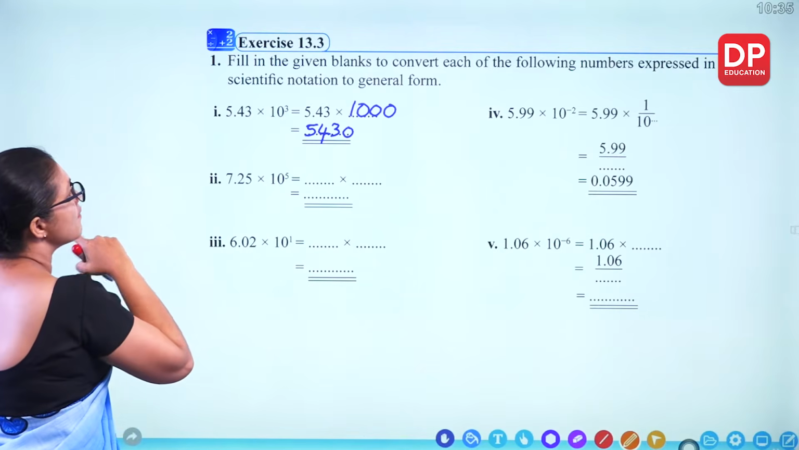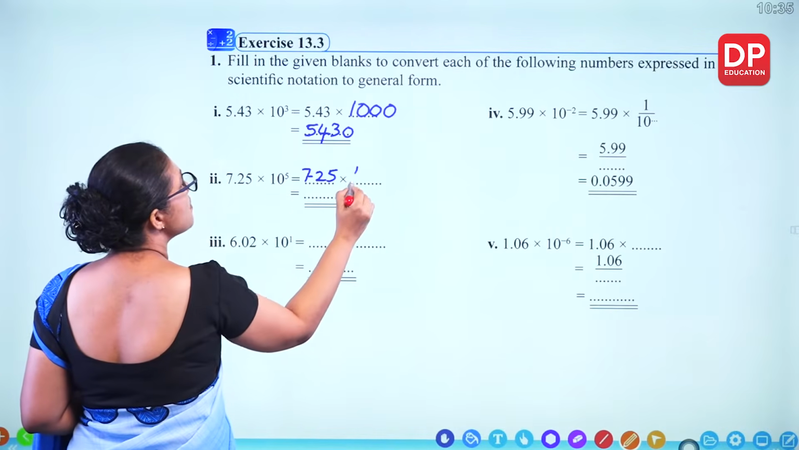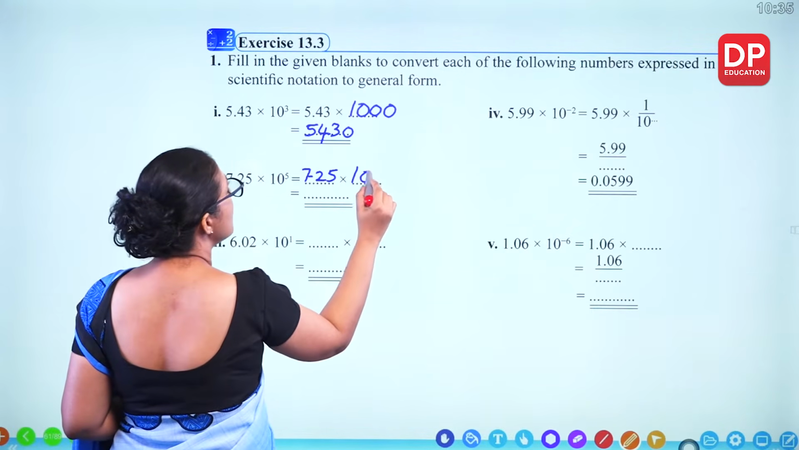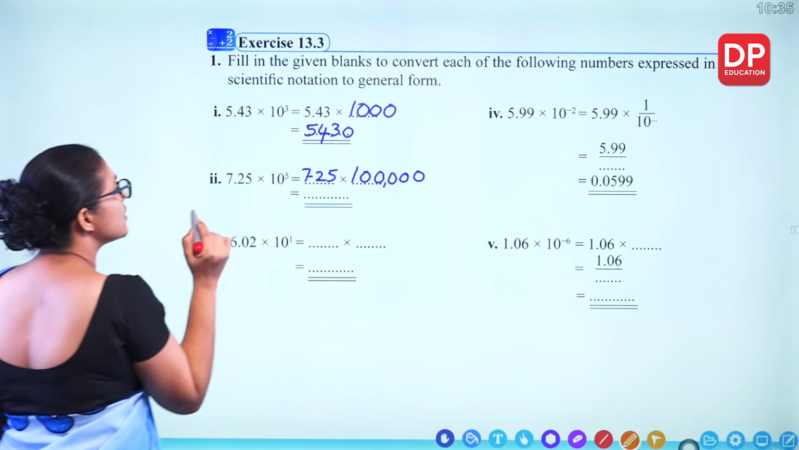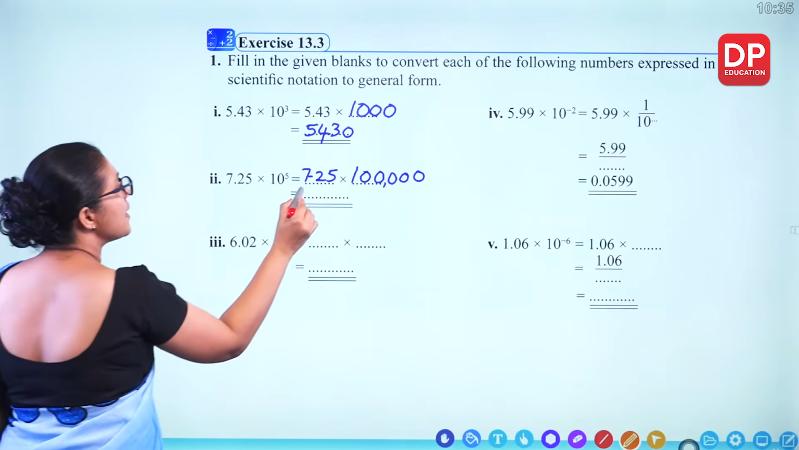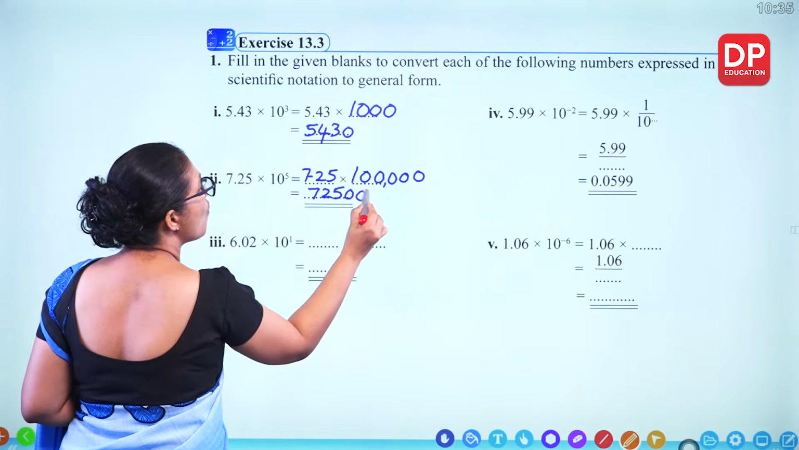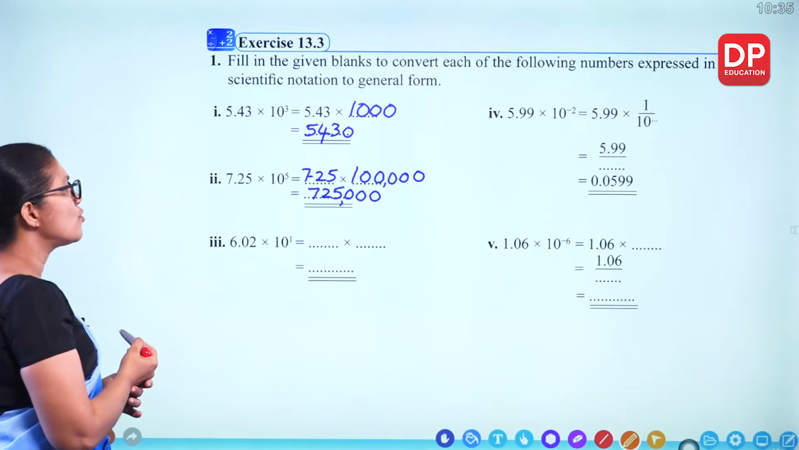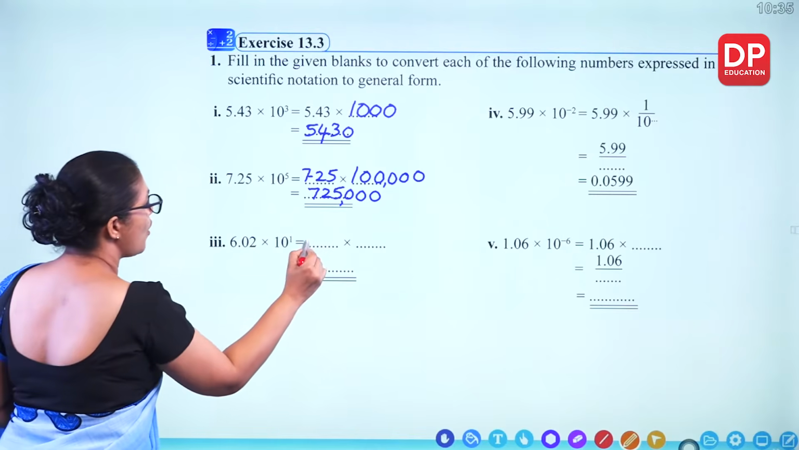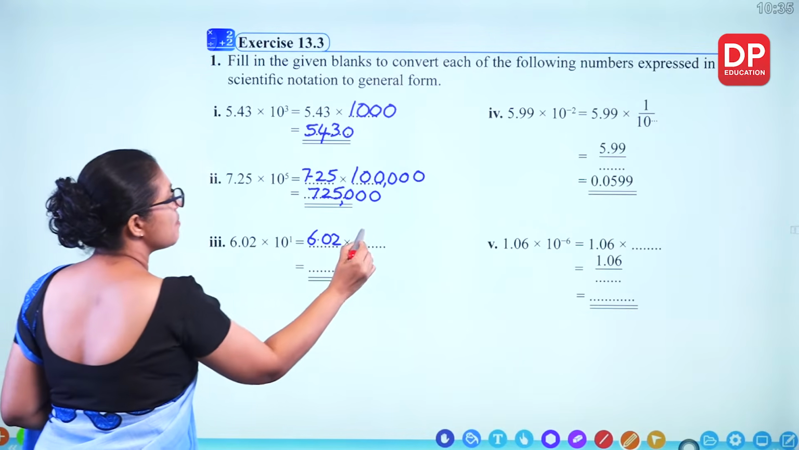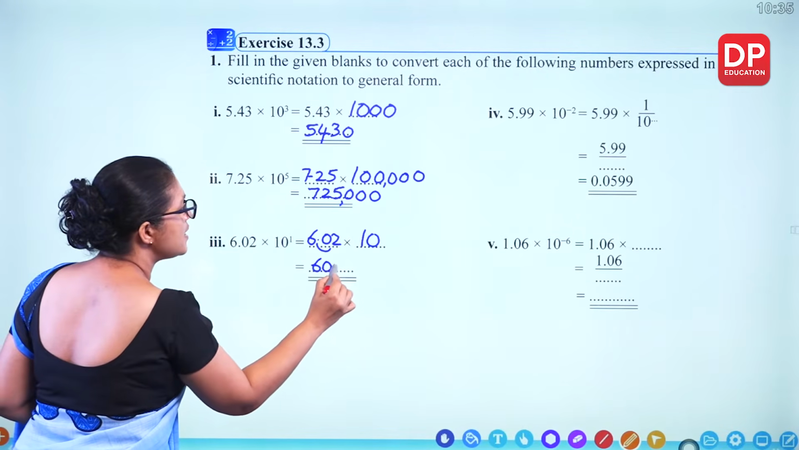Multiply by 5. So you can write 7.25 multiplied by 1 and 5 zeros. 1, 2, 3, 4, 5. So 100,000. So move the decimal place 5 places to the right. 1, 2, 3, 4, 5. So 725,000. This one 6.02 multiplied by 10. Move the decimal place one place to the right, 60.2.